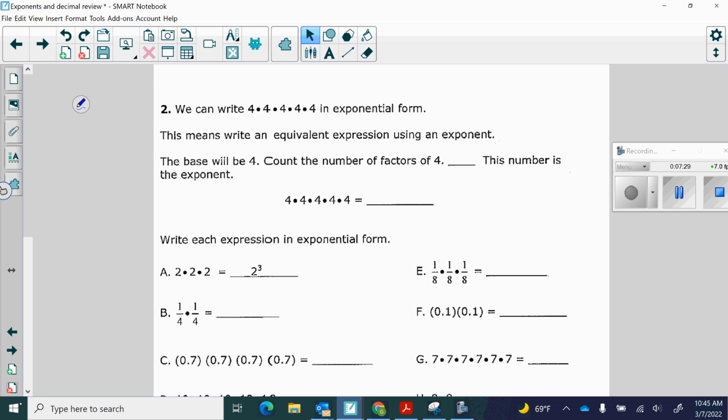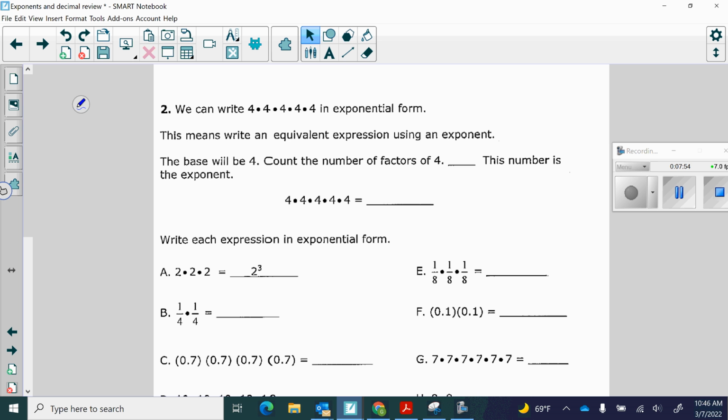Okay, you have it a little backwards. Right. You put the exponent with the base. They already give you the problem, so it's your job to rewrite it using an exponent. So let's look at number 2. We can write 4 times 4 times 4 times 4 times 4 in exponential form.